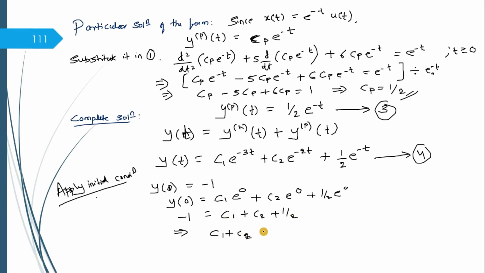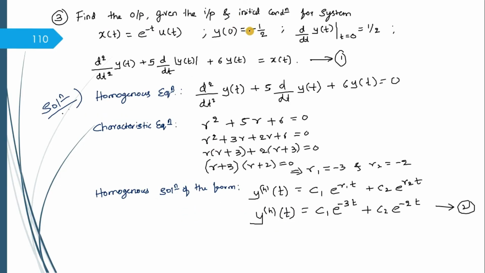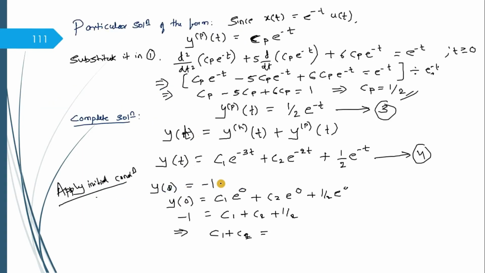So here, one second. Y of 0 is minus 1 by 2. I wrote it here just as minus 1, but it is minus 1 by 2. So if I take this on the other side, minus 1 by 2, and add both, I get c1 plus c2 equal to minus 1. This equation I name as A, in order to solve for the constants.